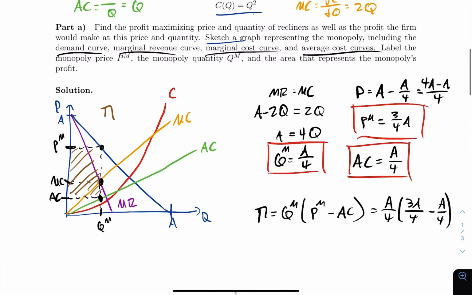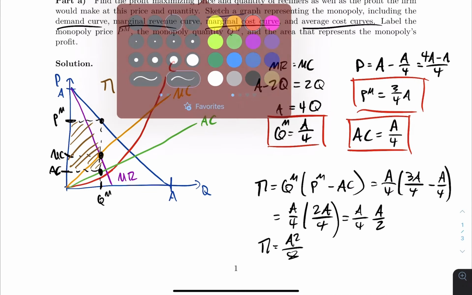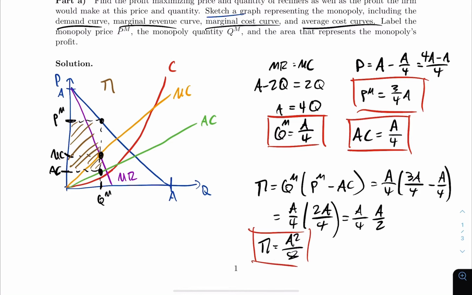Okay? So this is A over 4 times the inside. We have 2A over 4, which is just equal to, so the inside is, write this out fully, A over 2. So our profit is equal to A squared over 8. All right. That's the profit.